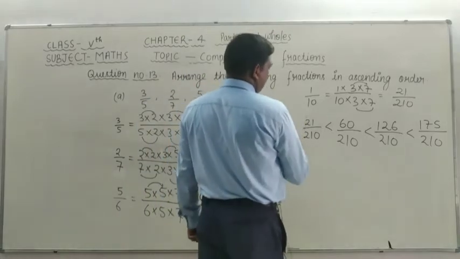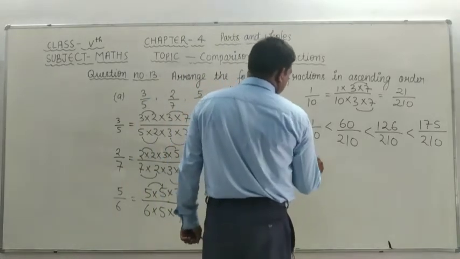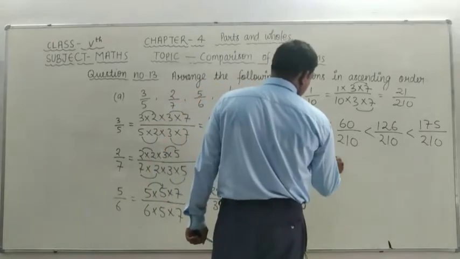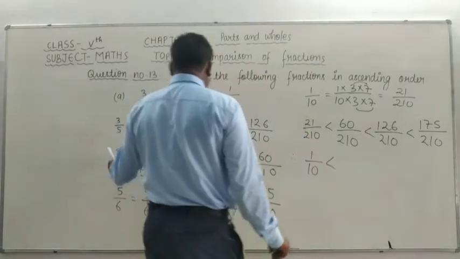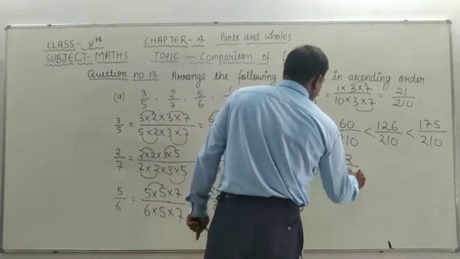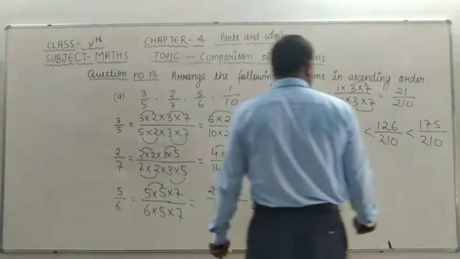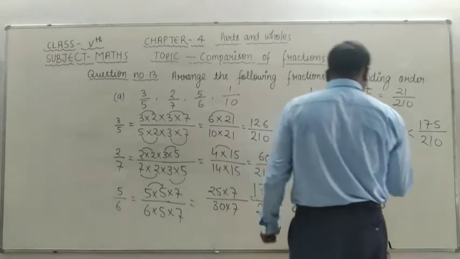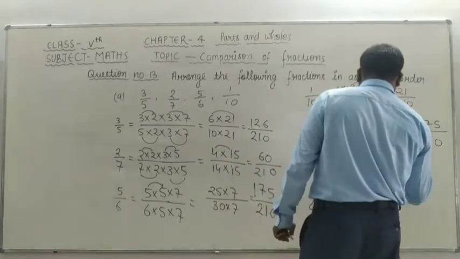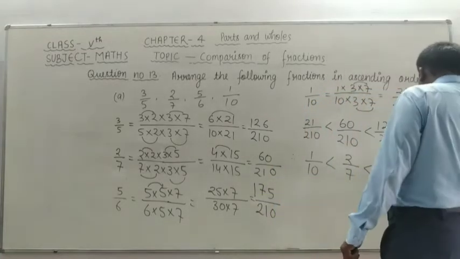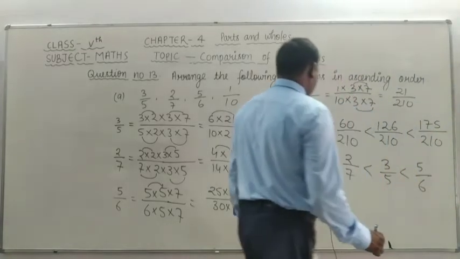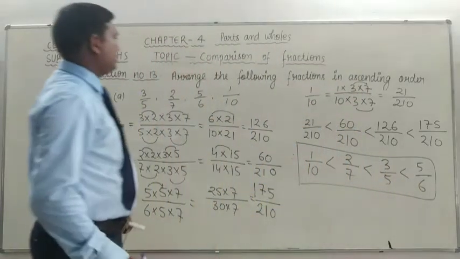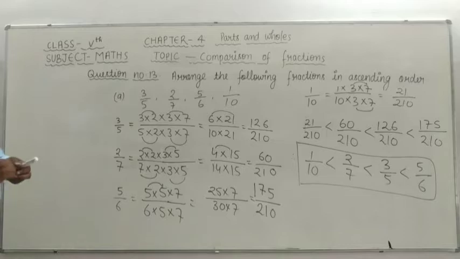Therefore, here we have to take 1 over 10 in place of 21 over 210, which is less than 2 over 7, which is less than 3 over 5, which is less than 5 over 6. Okay students, this is the ascending order of this question.